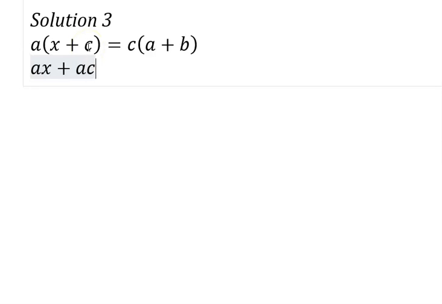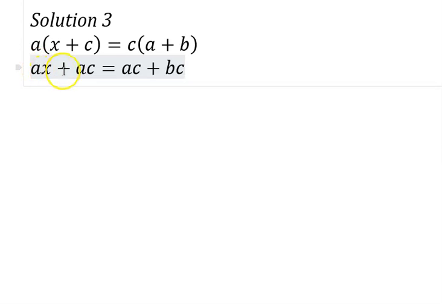Don't forget, always put it in alphabetical order. It's not compulsory, but it will make your job easier. So we have ax plus ac on our left hand side. On our right hand side, let's open up the bracket as well. c times a will give us ac. If you say ca, it is still correct, but let's put it in alphabetical order. We have plus here. c times b will give us bc. If you say cb, you are still correct.